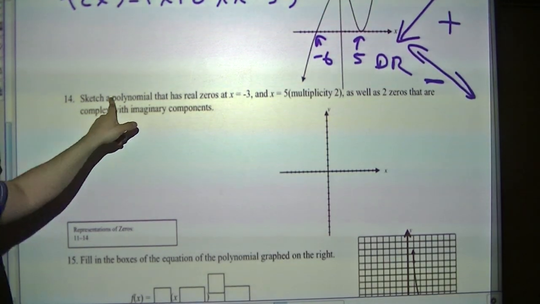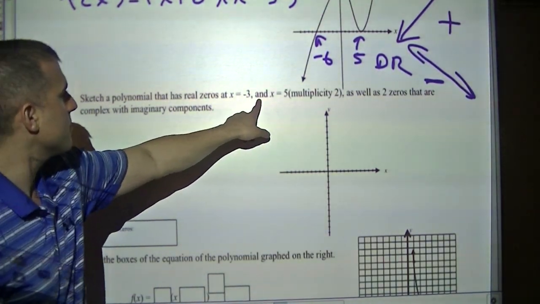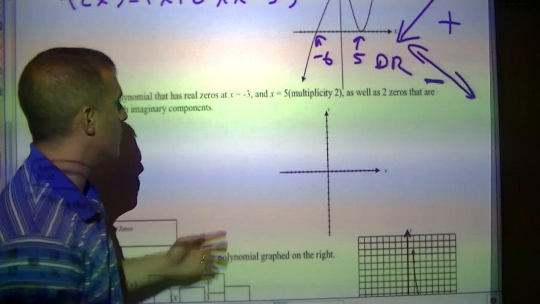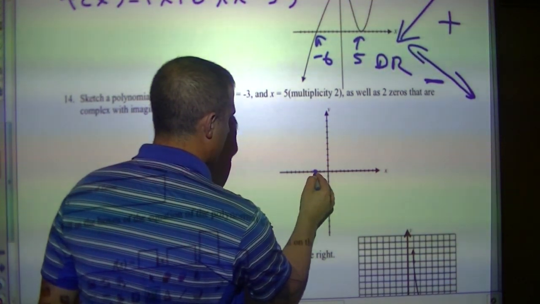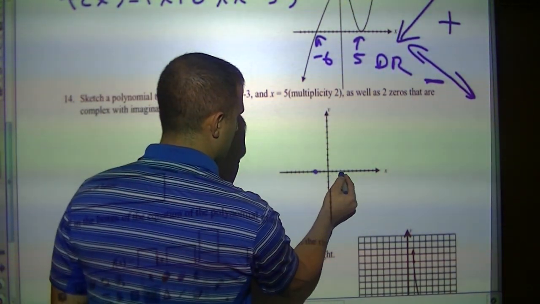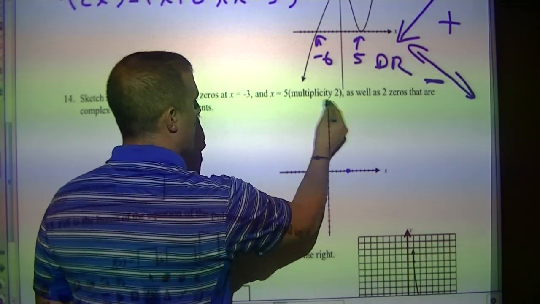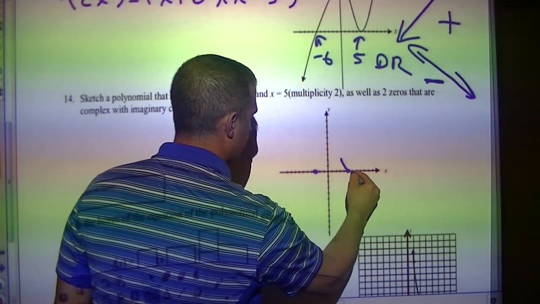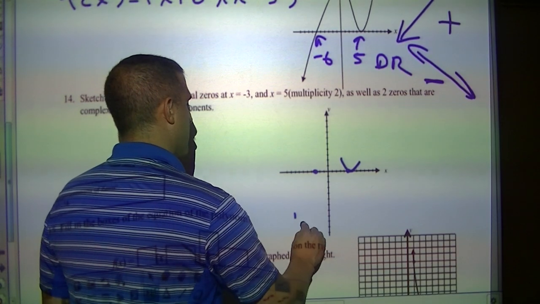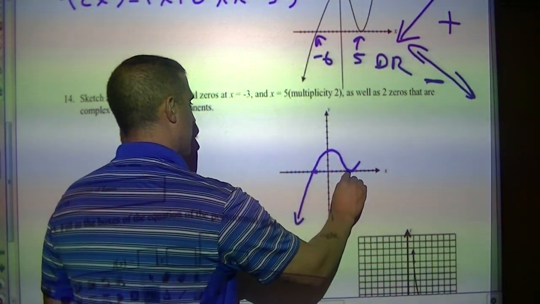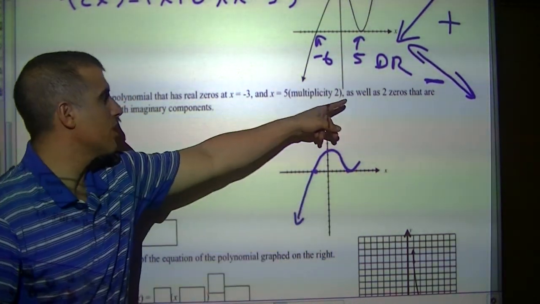Okay? Here it says sketch a polynomial as real 0 at -3 and at 5 with a multiplicity of 2. So here's what that means. Let's put the real zeros in first. Multiplicity of 2. 1, 2, 3, 4, and 5. So since it's got a multiplicity of 2, that means it's got a curve. Okay? So what I should do here is this should go like this. Okay? Because it's got a touch and go because it's double root.